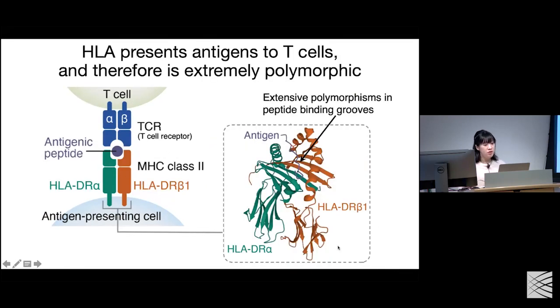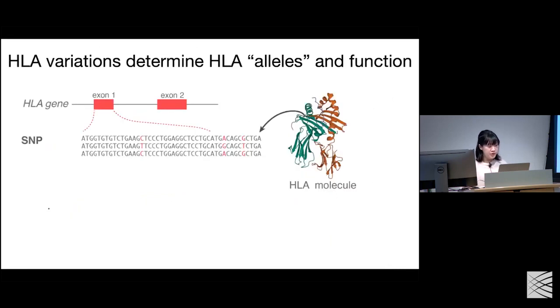Because humans have a long history of fighting against various infectious organisms, HLA genes, especially in the antigenic peptide binding groups, like here, have extensive genetic polymorphisms to be able to present various antigens across human populations. When each individual has SNPs within the coding sequence of the HLA genes, like colored in red here, it results in variations in the amino acid sequences of the HLA molecules, especially in the peptide binding groups, like those colored in red in this figure.